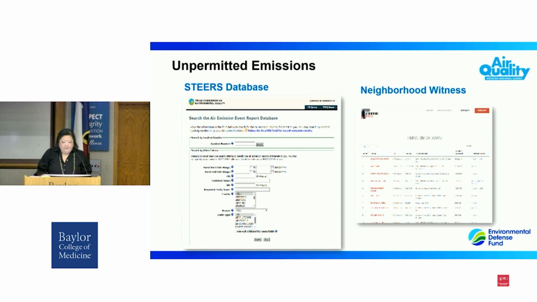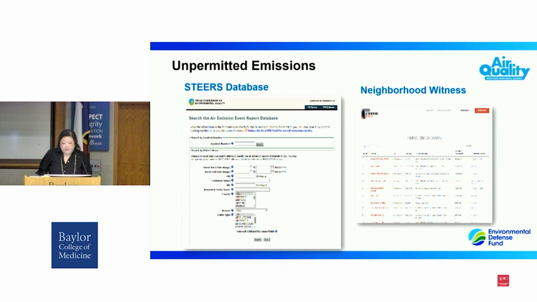We also have databases, like for instance from the TCEQ, one of which I find extremely useful is the STEERS database, the State of Texas Emission Event Report database. And this is actually unpermitted emissions. So these are emissions that are beyond the permits that were issued for these different facilities. Maybe it was an accident, maybe it was a hurricane. This is where you find information that allows you to understand what a facility released and how much of it was released beyond its permitted levels.